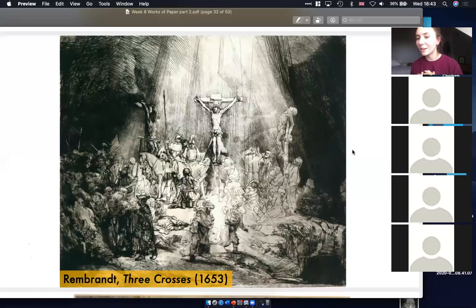So yes, Rembrandt is an artist. It's very difficult to do in 5 minutes, but you really have to mention him if you're talking about printing in Europe. And if you Google him, you'll be bombarded with etchings.